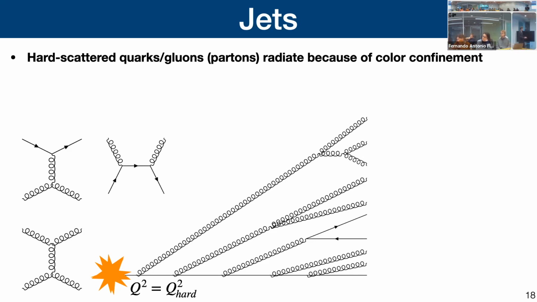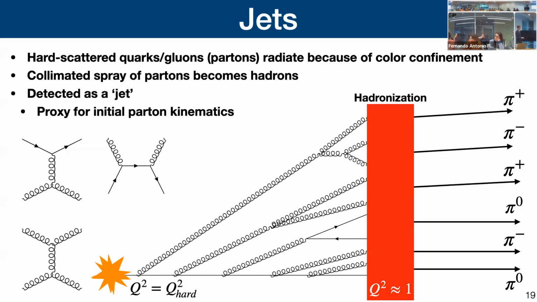As this shower progresses, the scale gets lower and lower until eventually you reach a scale where you're in the non-perturbative region. And then you undergo what's known as hadronization, where these quarks and gluons turn into hadrons, shown here. You detect these hadrons in your detector as a spray of particles that I showed you earlier. That's known as a jet. And the kinematics of this jet actually give you information about this entire process, and in particular about the kinematics of the initial hard scattering.